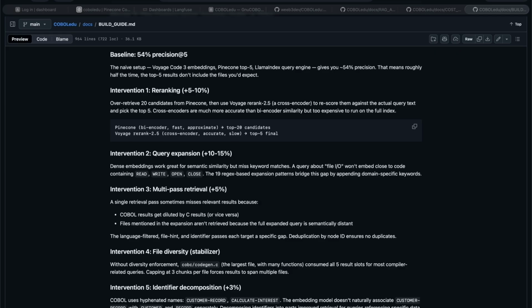As for the third intervention, it was the COBOL identifier decomposition. This was a late addition with outsized impact. COBOL uses hyphenated names like customer-record. The embedding model doesn't know that customer-record relates to customer and record separately. Decomposing those pushed us to our final number, 71% precision at 5 results, with 94% term coverage. And I did this across 9 named experiment runs in LangFuse, each measuring the delta of a single change.